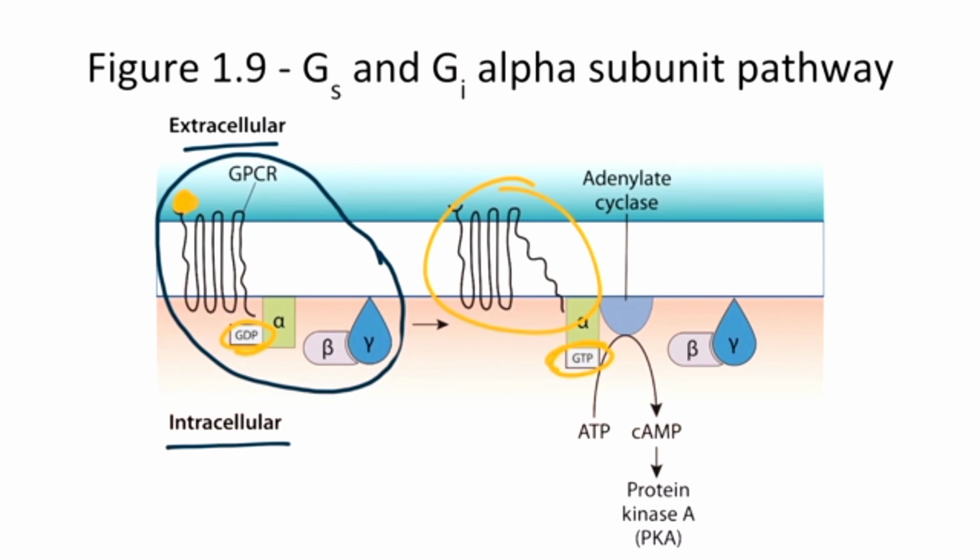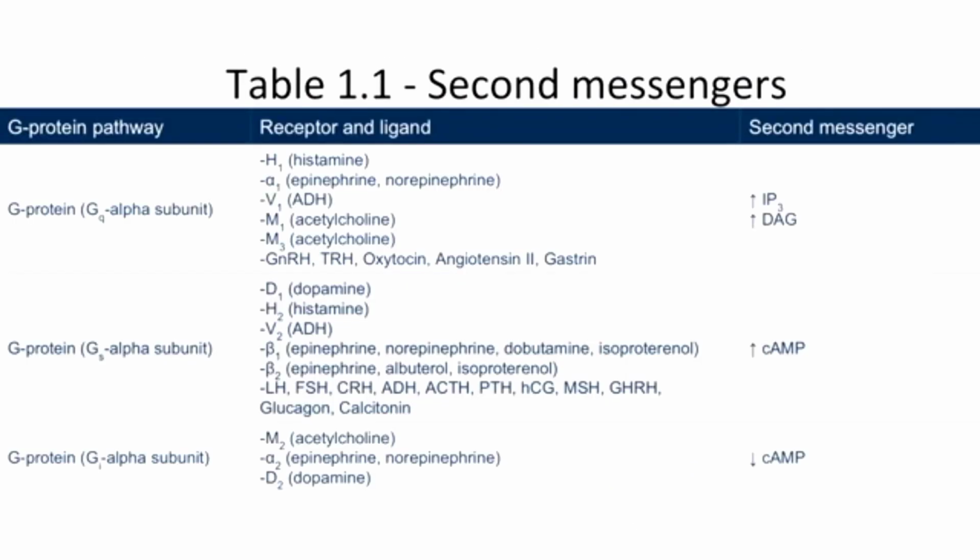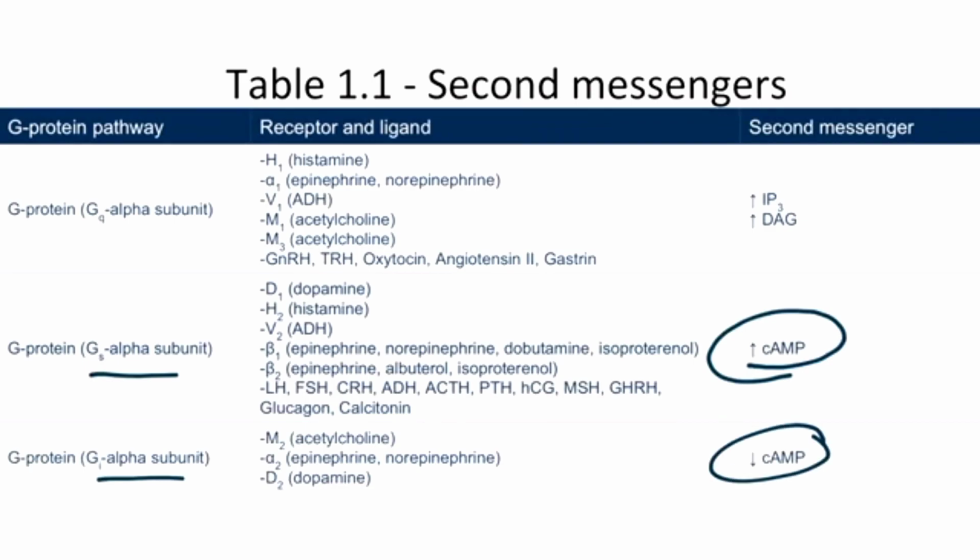The GS alpha subunit then dissociates from the receptor and the other subunits in order to bind adenylate cyclase. Adenylate cyclase is an enzyme that converts ATP into cyclic AMP. Cyclic AMP then activates protein kinase A, also known as PKA. And PKA phosphorylates other enzymes within the cell, which is ultimately responsible for the cellular response. So again, the GS alpha subunit pathway causes cyclic AMP levels to increase, and the GI alpha subunit pathway causes cyclic AMP levels to decrease.